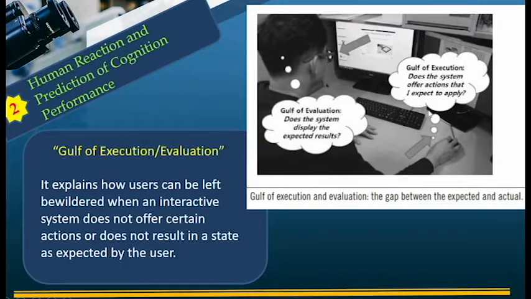And for execution: does the system offer actions that I expect to apply? So basically, it's the degree, no? It's the degree of ease with which the user can perceive or interpret whether or not the action they performed was successful. So that is the concept behind the goal of execution.